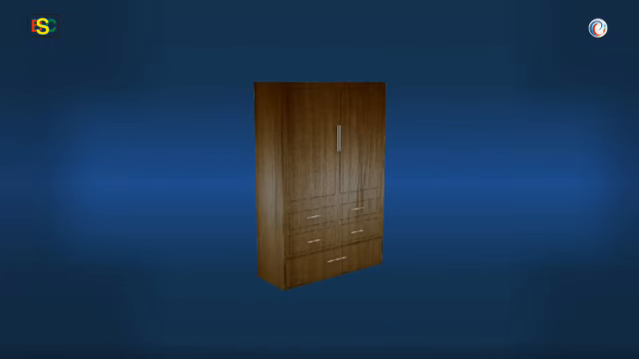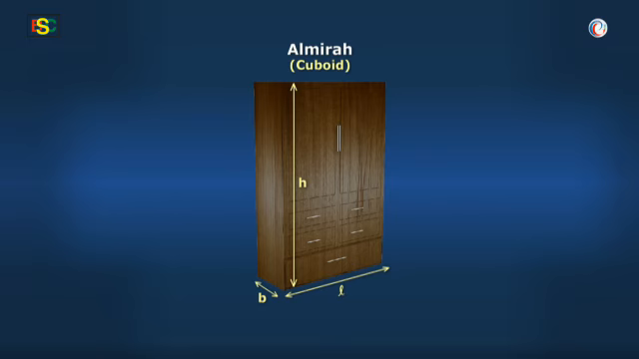Look at the figure Vidya. Sir, it's an almirah, a rectangular-like shape. Vidya, this shape is called cuboid. Three dimensions length, breadth and height are also very well visible here.